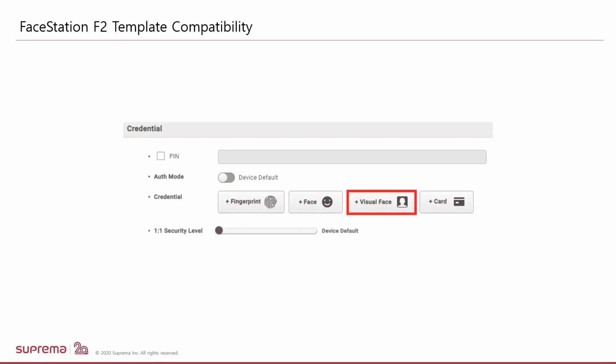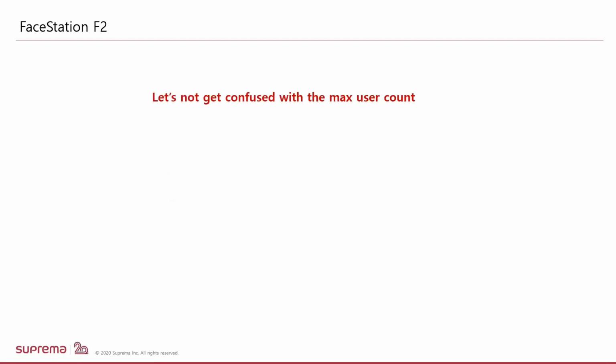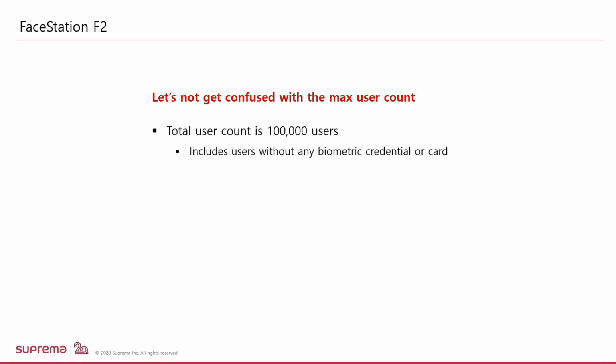Now, as I mentioned before, I would like to talk about the maximum capacity. For the FaceStation F2, there are some limitations that we have set, which are different from what we had before, because of having two types of biometric credentials at the same time. So the total user count is 100,000 users. This is with or without any biometric credential or even card. So if you have users only with PIN, the maximum capacity is still 100,000 users.